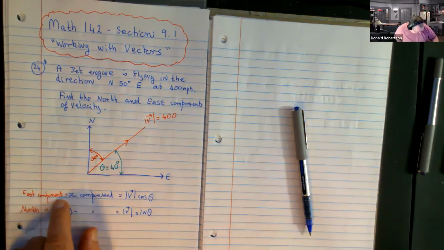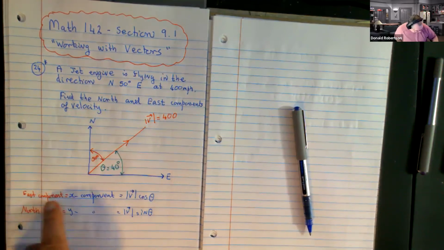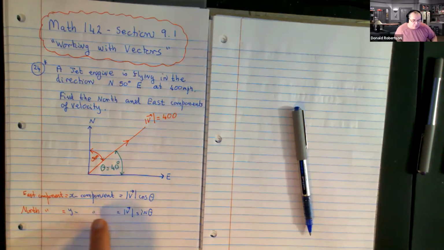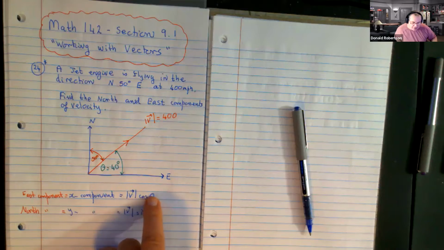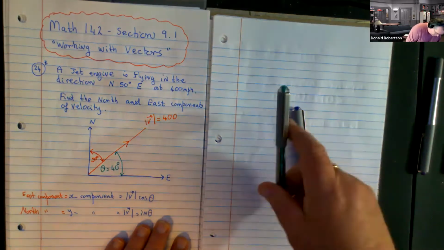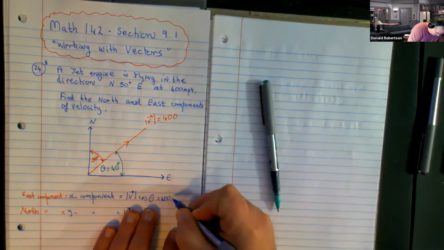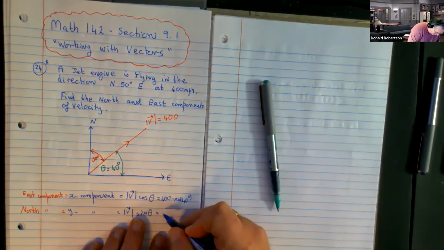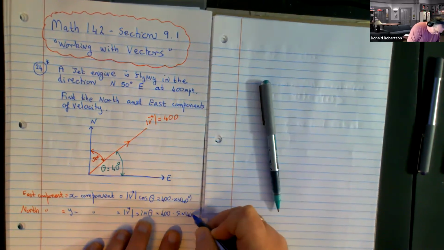Now, when they talk about the east component, can you think of the x-axis as east, right? And the y-axis as north. So the east component is just saying, what is the x component of this vector? And the north one is what's the y component of the vector. And we know the formula for that. The x component is the magnitude of the vector times the cosine of the angle. So in our case, the magnitude is the speed. So that's 400 multiplied by the cosine of 40 degrees. And this one is 400 times the sine of 40 degrees.